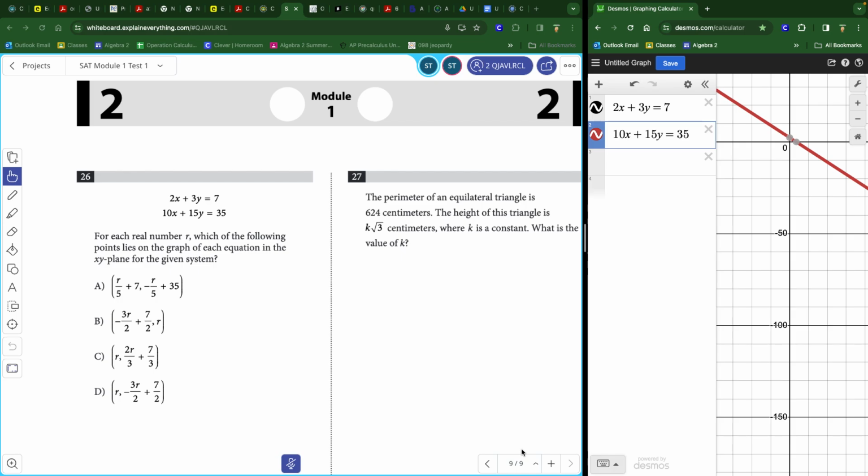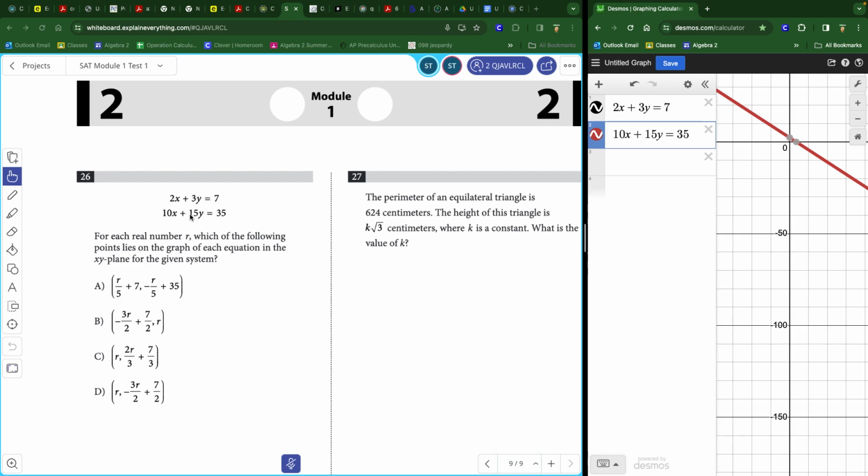Going to go for 26 and 27. 26, I've got already graphed here. So I'm trying to figure out how they were going to solve this thing and come up with what the heck they're talking about here. My first instinct was, oh, I'll graph it, because they want me to find a point that lies on the graph of each equation in this plane.